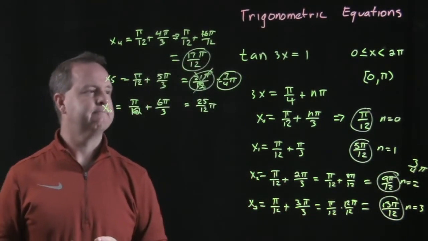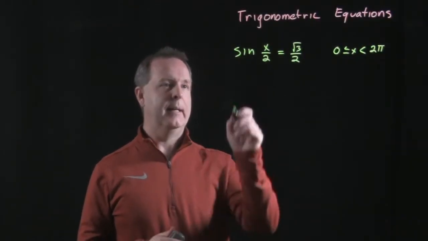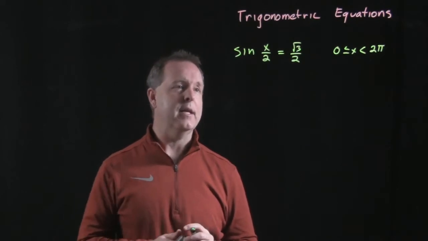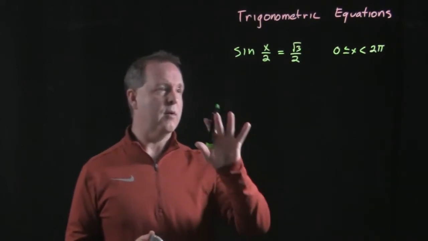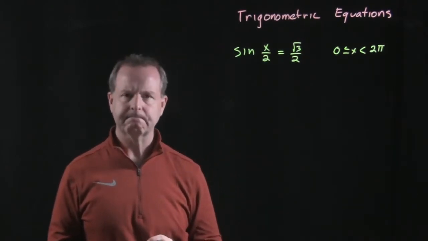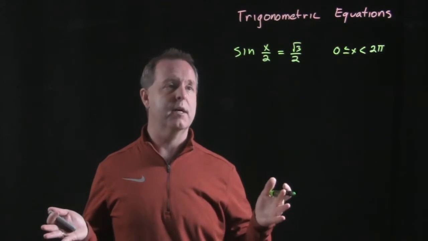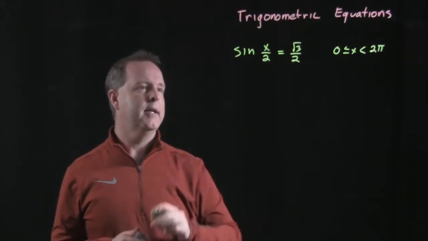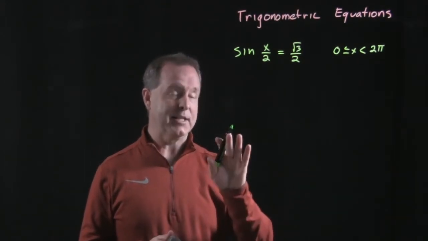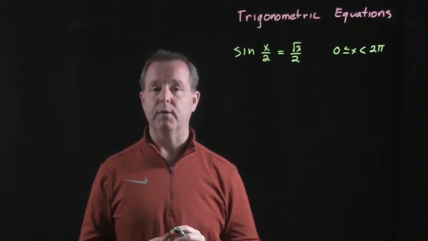All right. We have another equation that we want to solve that includes a multiple angle. Sine of one half x equals square root of 3 over 2. We want to find all the values of x that make this true from 0 to 2 pi. So again, what's our process? Well, we understand that sine occurs on a period from 0 to 2 pi, and so it repeats every 2 pi. That's good to know. Where are all the values where sine equals square root of 3 over 2?